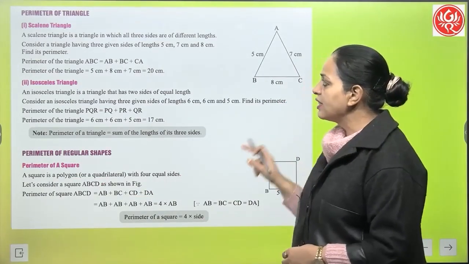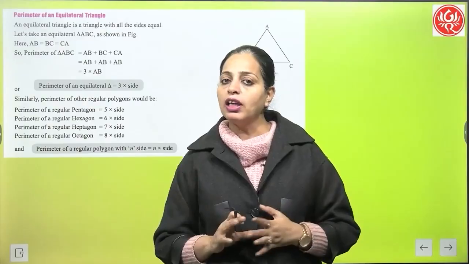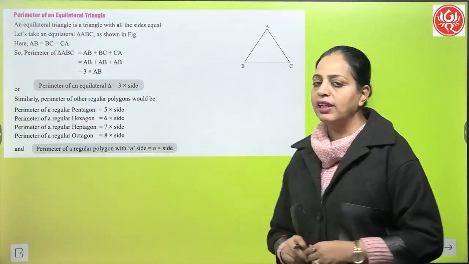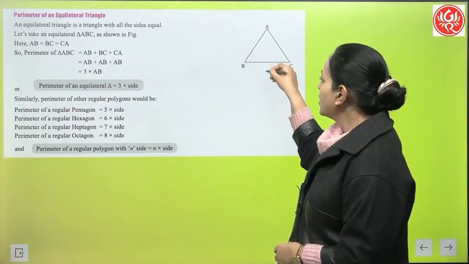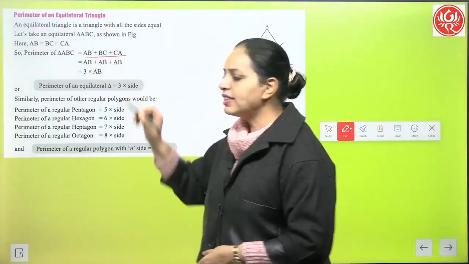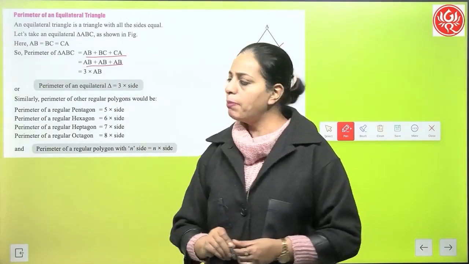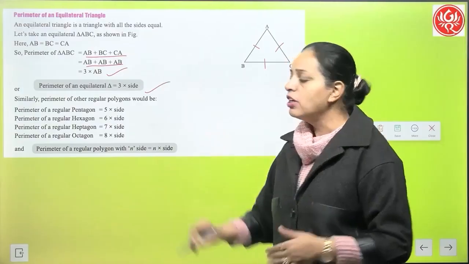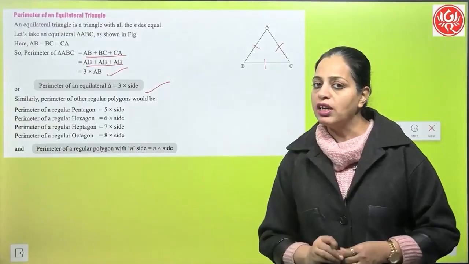Now the next is perimeter of an equilateral triangle. Equilateral means when all the three sides are equal. So let us take an equilateral triangle ABC. Here AB equal to BC equal to CA. Now what to do? Perimeter find करना है. Add all the sides. Okay, all are same. तो सबको हमने replace कर दिया. AB plus AB plus AB. So it becomes 3 into AB means 3 into side. So what is the perimeter of an equilateral triangle? This is 3 into side.